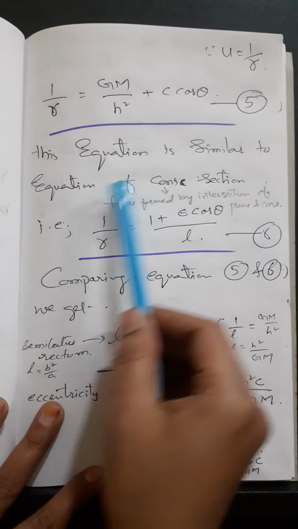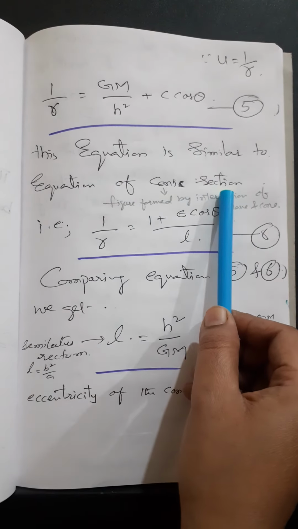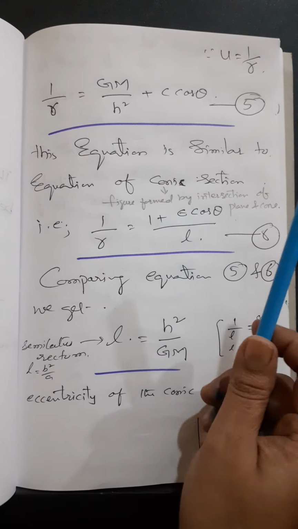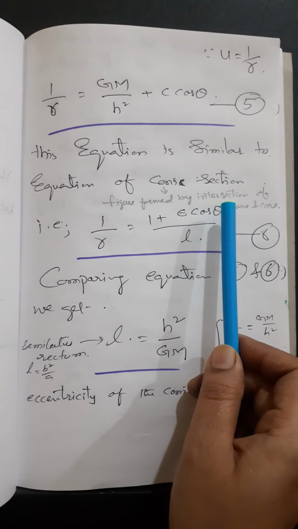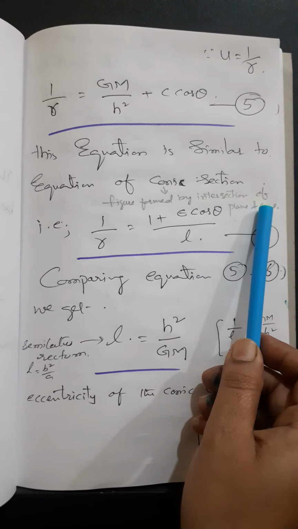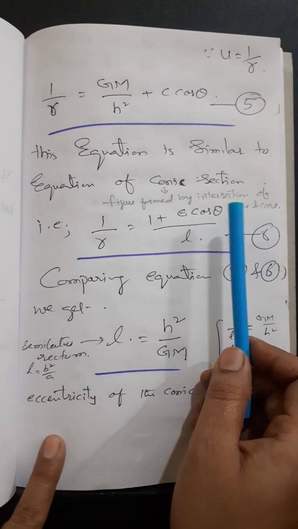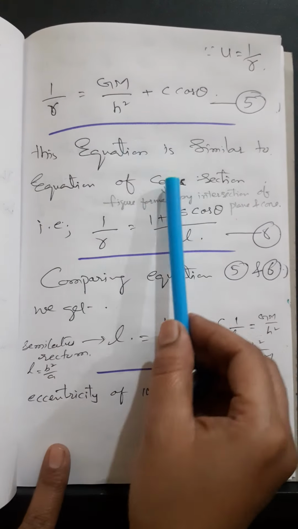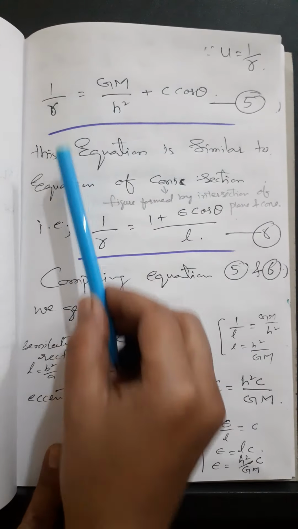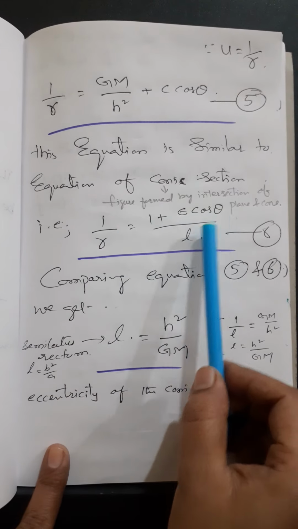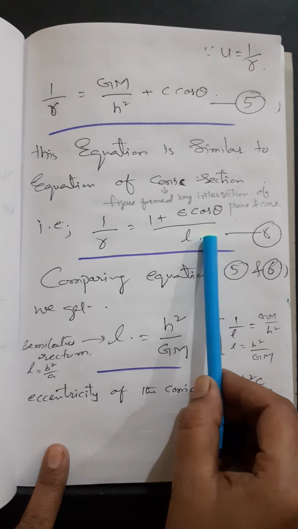This equation is similar to the equation of a conic section. A conic is a figure which is formed or obtained by the intersection of a plane and a cone. So that is called a conic section. This equation is similar to the conic section equation, that is 1 by r is equal to 1 plus epsilon cos theta by L.